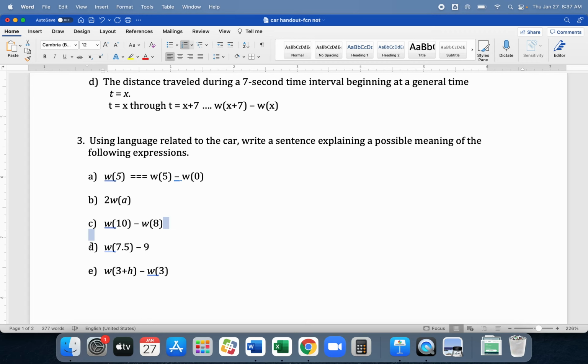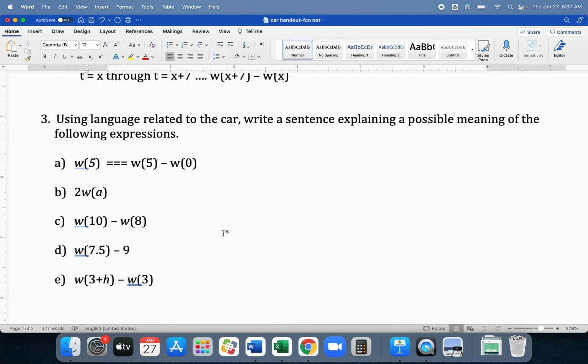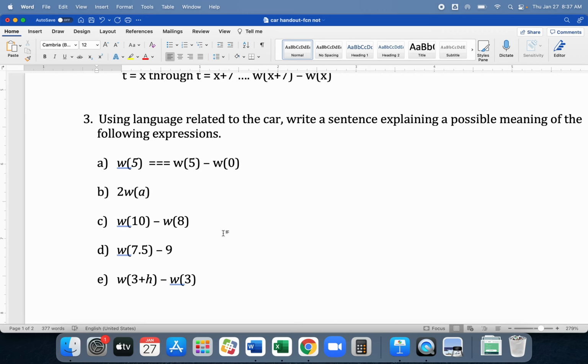So based on what we did in the earlier problems, W of 10 minus W of 8, what might that indicate? Somebody else? Anyone want to take a guess at what I could say that would mean W of 10 minus W of 8? Yeah. How far the car traveled between 8 and 10 seconds. Yeah, how far the car traveled between time 8 and time 10 seconds into this race. It's a race car. All right, so this would be a distance traveled between those 2 times.